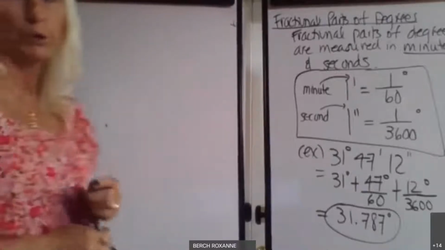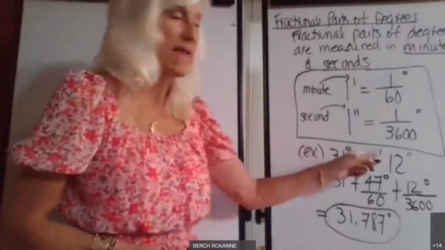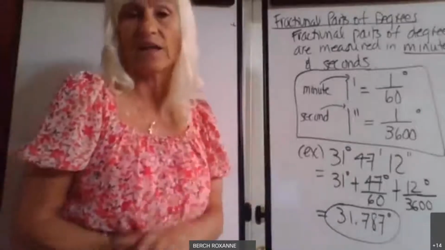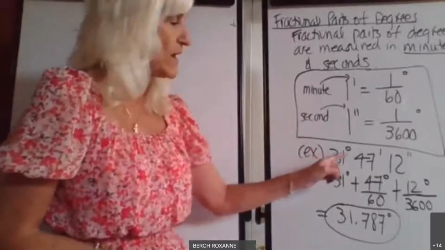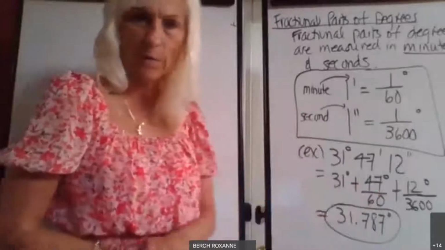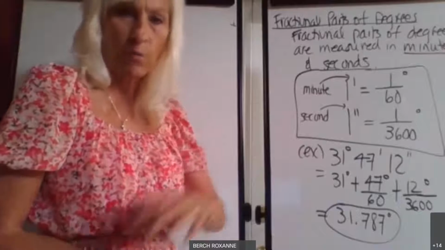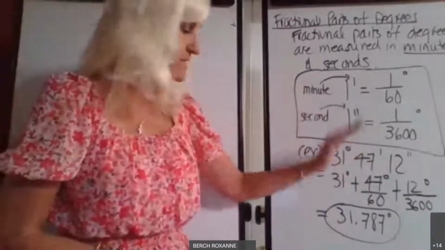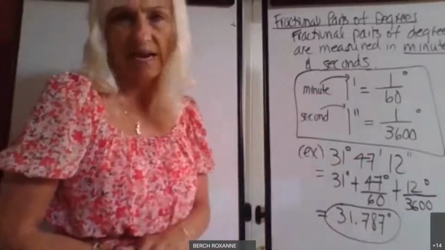So what I've just shown you is called degree minute second form. And it's a key on the calculator called DMS, degree minute second. So this is degree minute second form, and this is another form called decimal degree form. So what we're going to do now is use the calculator to convert from degree minute second form to decimal degree form, and from decimal degree form to degree minute second form.